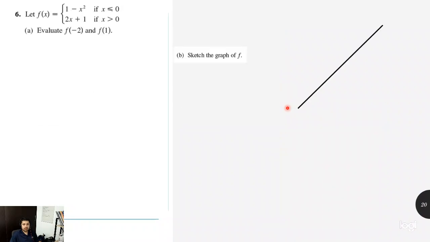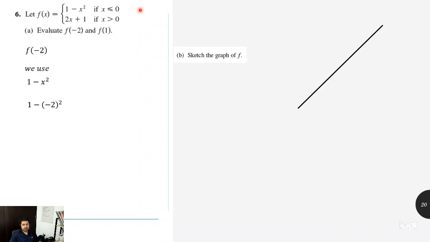The other, we have this, which is, in parts, 1 minus x squared if x is lower or equal to 0, and 2x plus 1 if x is over 0. So we need to evaluate f of minus 2 and f of 1. So let's start with minus 2. When we use minus 2, which one should we use? 1 or 2? We need to use this one, right? So we're going to use 1 minus x squared.